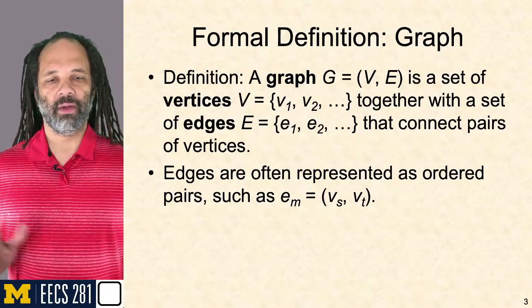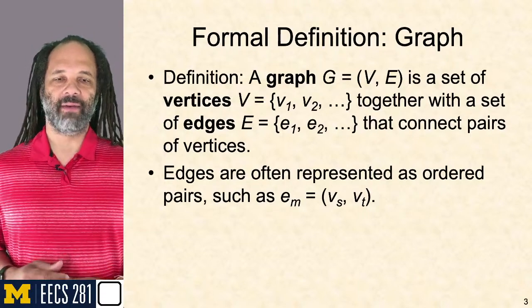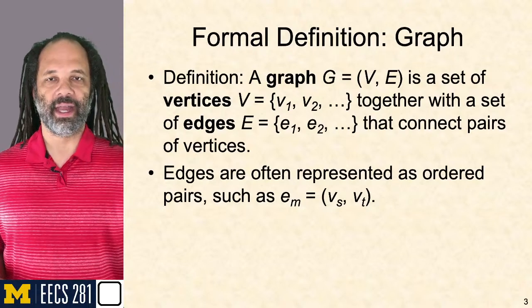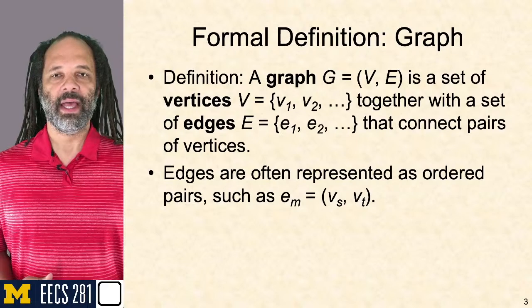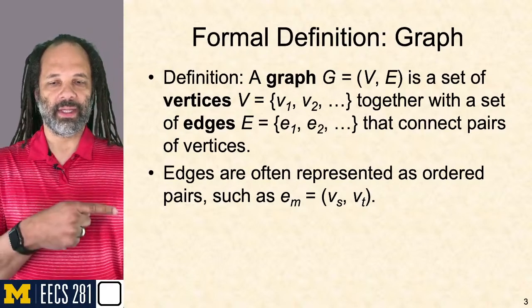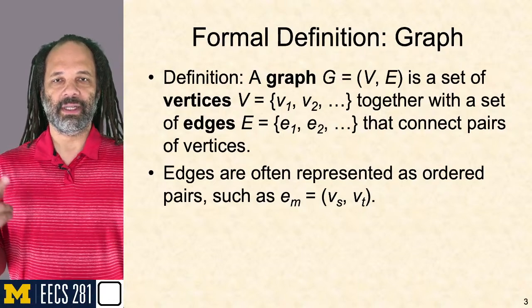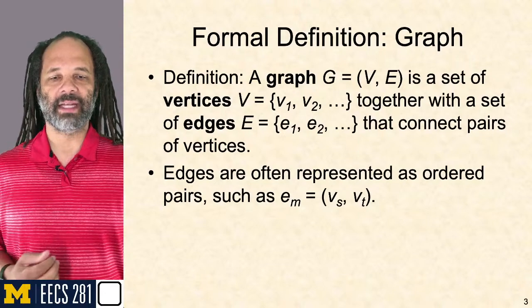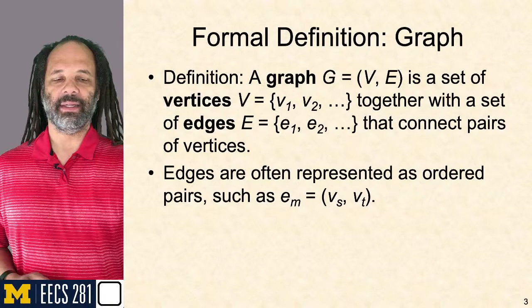So all of those tell you how we look at this graph. It's a collection of places and a collection of connections between those places. We often represent our edges as ordered pairs. We can see that here where we've got E sub m as this set of vertices, V sub s, comma, V sub t, and that represents an edge between these 2 points, S and T.